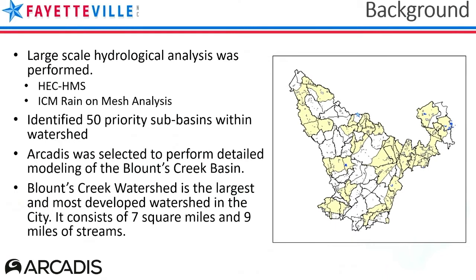Arcadis was tasked with developing a detailed one-dimensional hydrologic and hydraulic model in all areas and a two-dimensional model in priority basins using HEC-RAS for the primary riverine system and ICM for the secondary collection system. Arcadis was also tasked with performing a field assessment of high priority stream reaches and to identify erosion issues and problem areas that require mitigation with new drainage solutions.